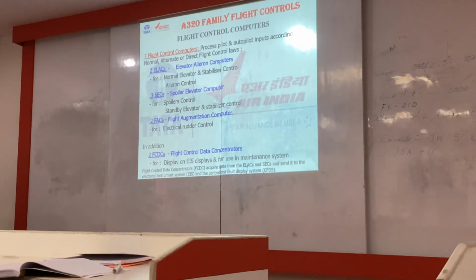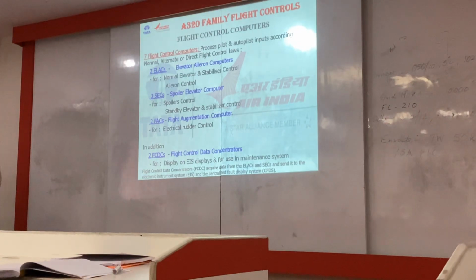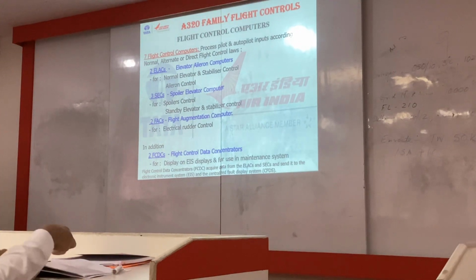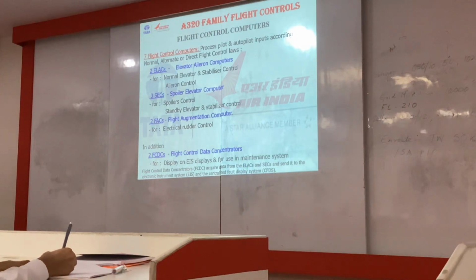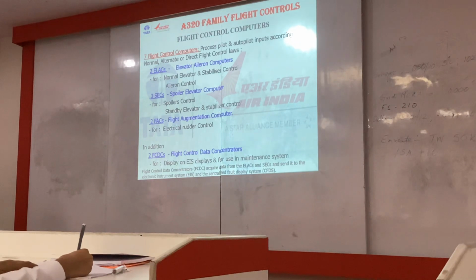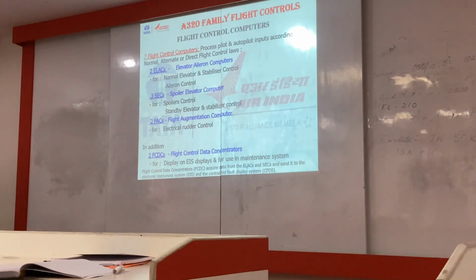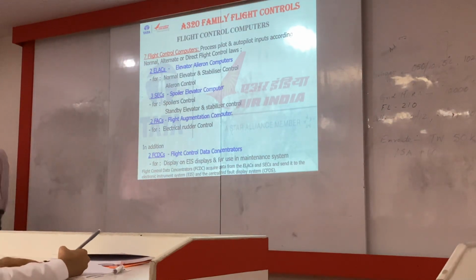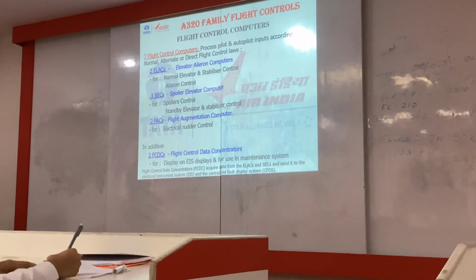In total there are 7 flight control computers. 2 ELACs are for normal elevator and stabilizer control and aileron control. 3 SECs are spoiler elevator computers for the spoilers, elevator and stabilizer. And there are 2 FACs basically for the electrical control of the rudder surface. In addition, there are 2 FCDCs, flight control data concentrators. This is basically for the display on the EIS and for maintenance.